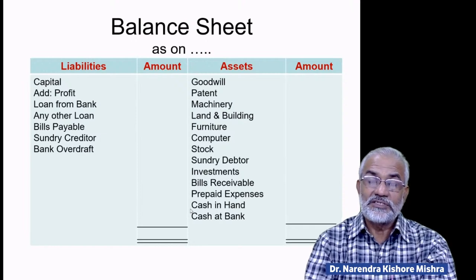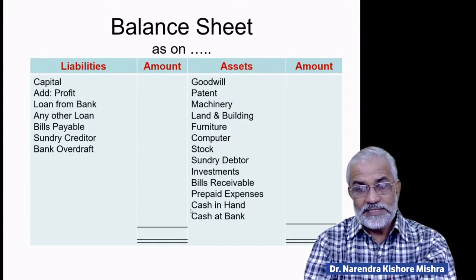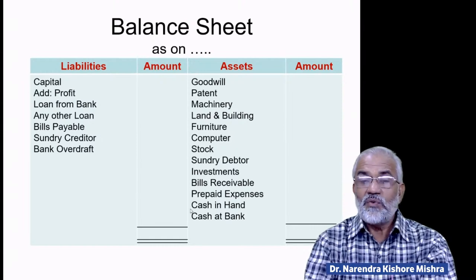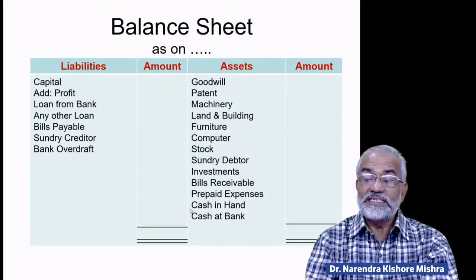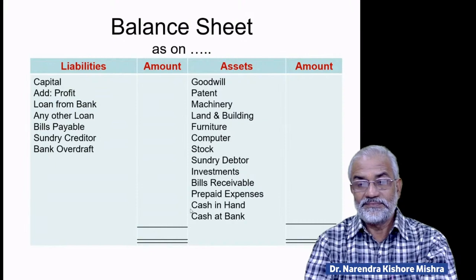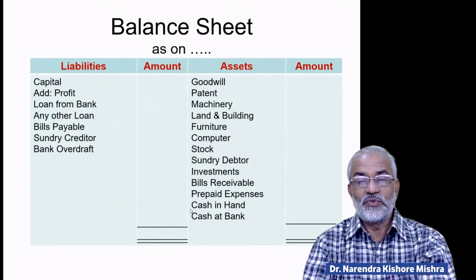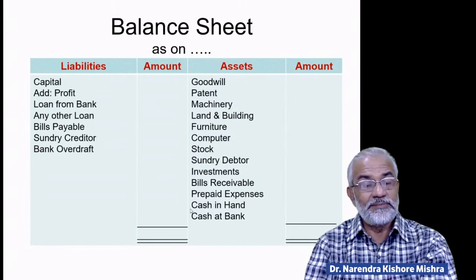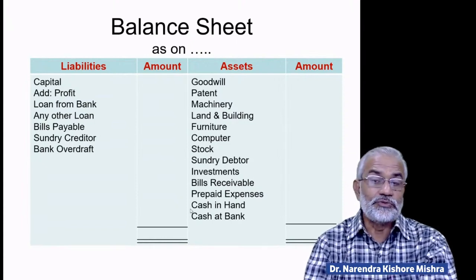Next is stock. Stock, inventory or stock at the end of the year. It may be stock of finished goods, stock of raw materials, or stock of work in process, whatever it may be. Stock is a tangible asset, but it is not a fixed asset. It is a current asset. Current assets are those short-term assets which can be easily converted. There are three characteristics of a current asset. Easy convertibility into cash. Second, to be used in the process of production. Third, to be consumed.